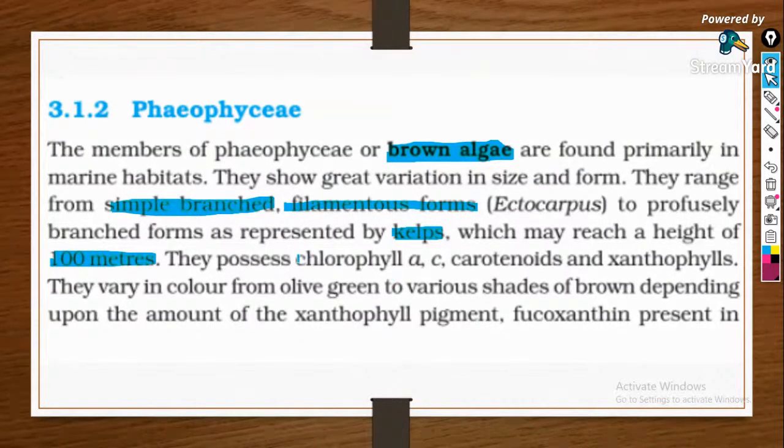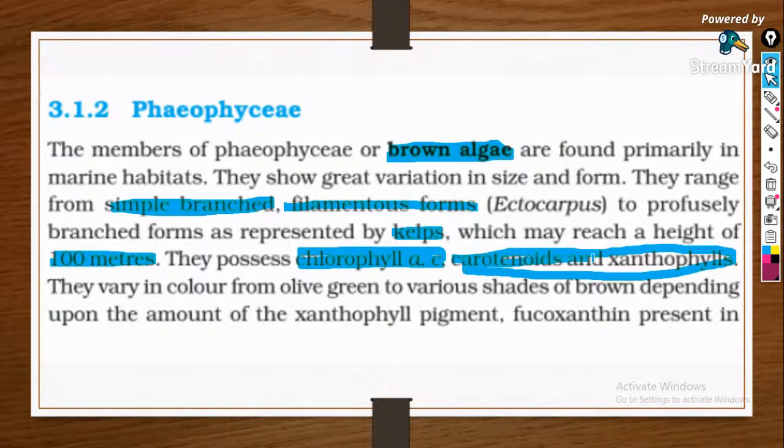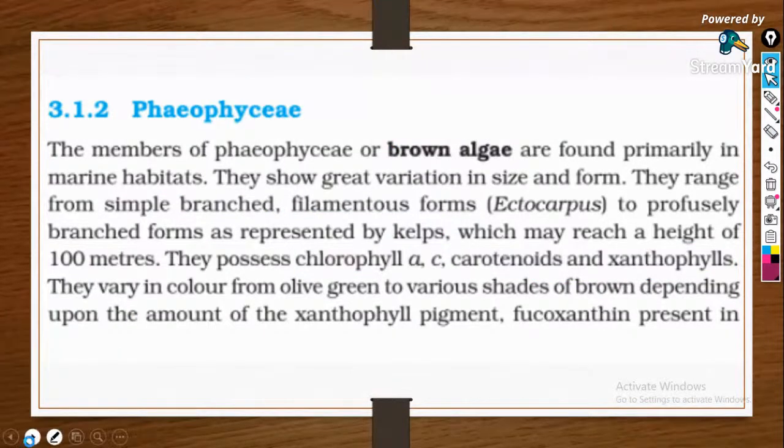They possess the pigments chlorophyll A and C. So apart from chlorophyll A and C, what else does it contain? Carotenoids and xanthophylls are also present in Phaeophyceae. The xanthophyll pigment fucoxanthin is present. Please wait, let me erase this, then only I can move on to the next slide.